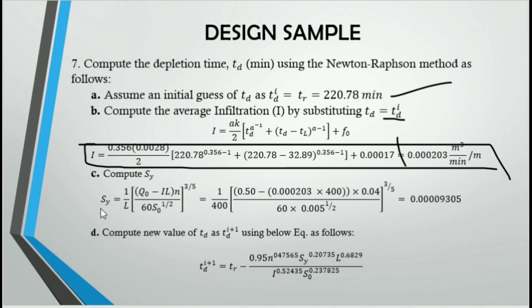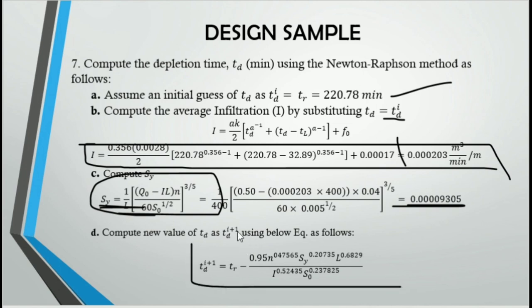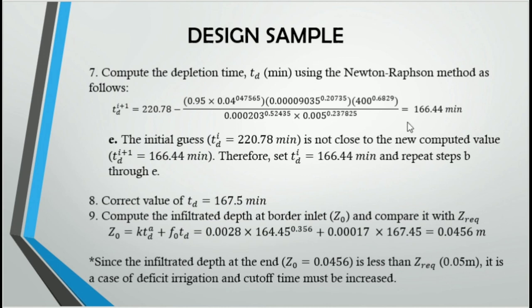And then we have here SY, your water slope. So compute using this equation, and then you can get this value. And then compute the new time of depletion using this equation over here. These equations are discussed in the design steps. And then we can get a result of 166.44 minutes. And then lastly, the initial guess TDI, 220.78 minutes, is not close to the newly computed 166.44. Therefore, set your initial time of depletion equal to 166.44 minutes and repeat steps B through E.